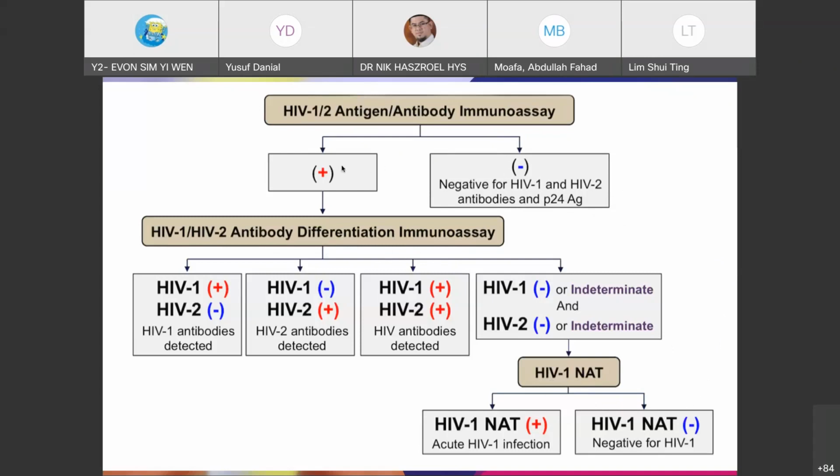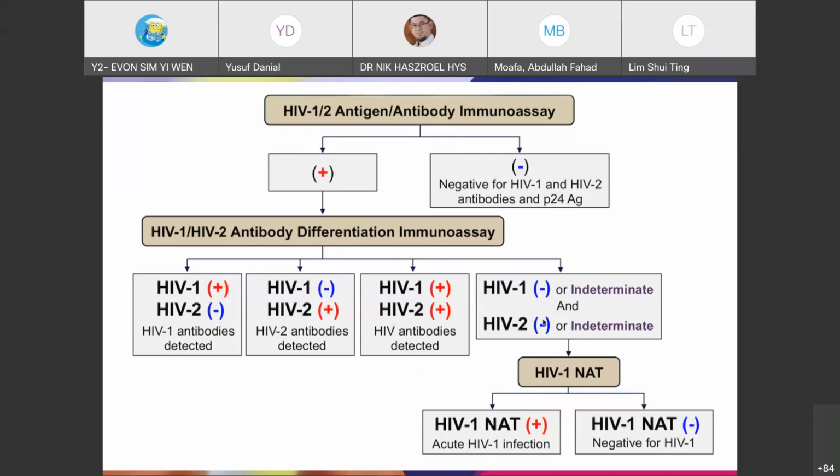Okay, so if the patient is positive for the antigen antibody immunoassay, then you do the line immunoassay called an USM, or the differentiation immunoassay, which will tell you which HIV it is, if it's HIV-1 or HIV-2. If it's positive, then you know it's positive. After that, you start medications and start treatment.